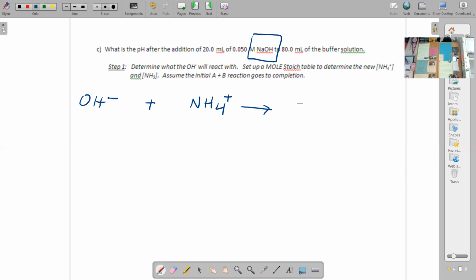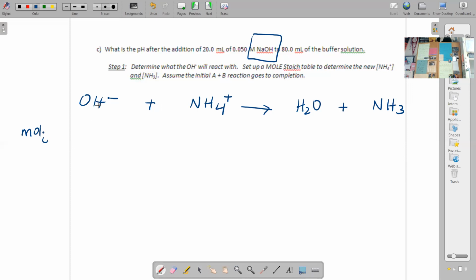What are the products? What's that OH minus going to turn into so it doesn't cause a pH change? Water. Good. And then what's left of the NH4 plus? You got it. So that is the first decision for a MICE table: you have to write a good reaction. Now, I told you the basis of a MICE table is moles. So the first entry is moles initial.